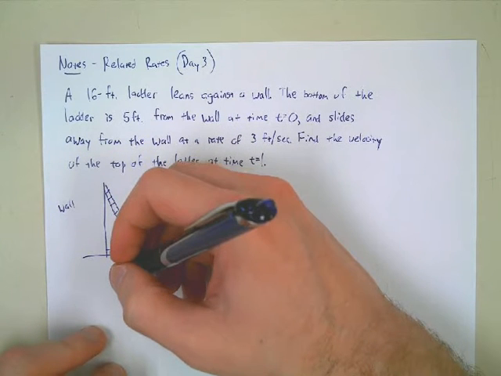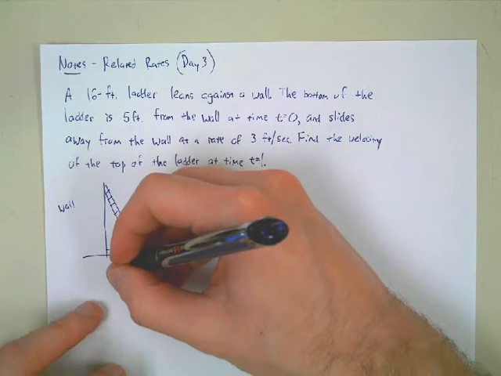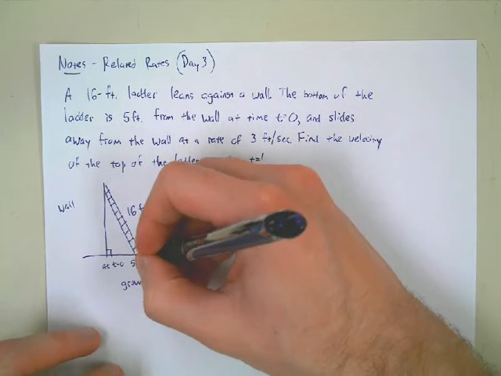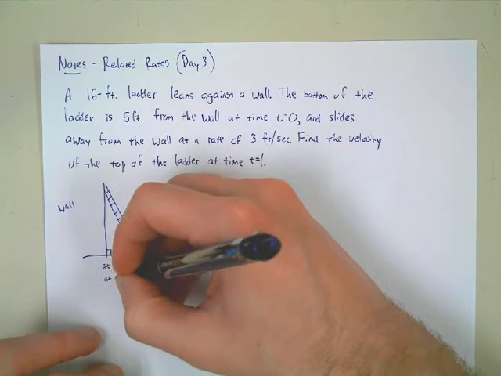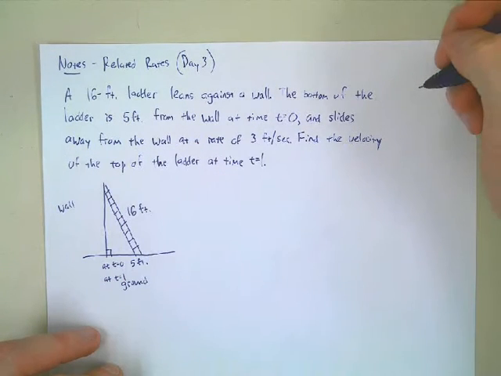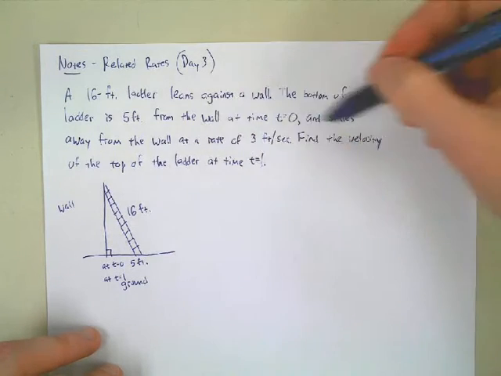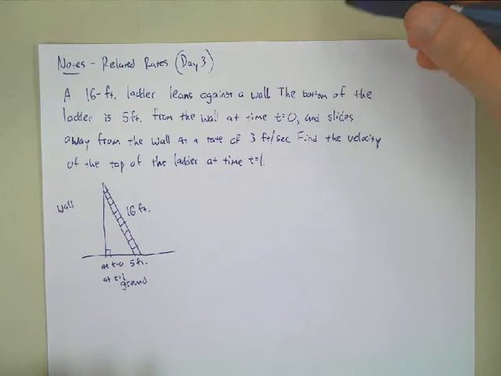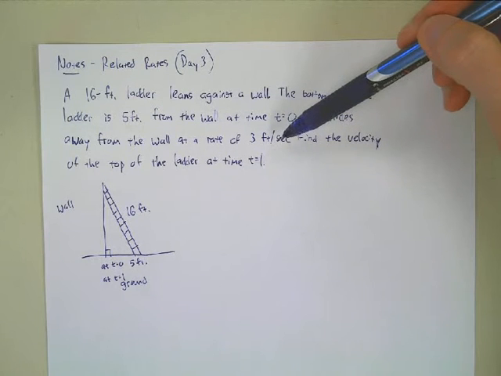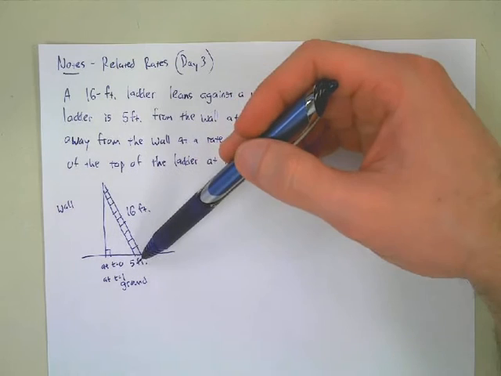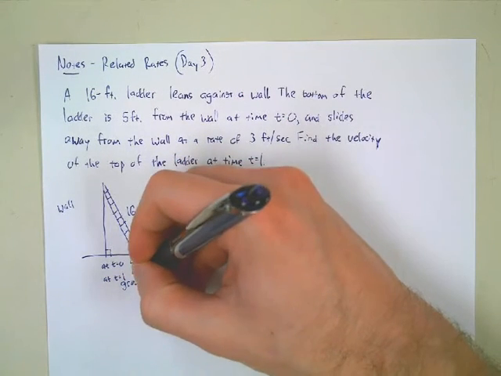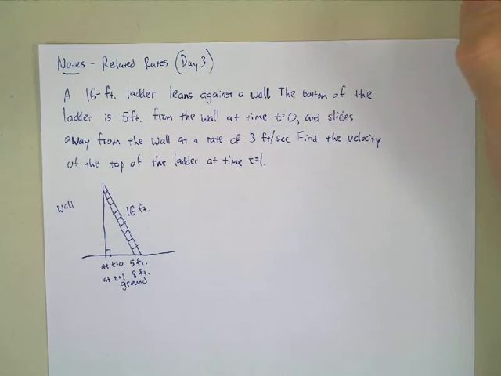All right, the ladder starts at time t equals 0, 5 feet from the wall. And then at time t equals 1, it slides away from the wall. Find the velocity of the top of the ladder at time t equals 1. We don't know how far away it is at t equals 1. Well, it's sliding away from the wall at 3 feet per second, and if we start at time t equals 0, it's 5 feet from the wall. One second later, how many feet would it be from the wall? 8 feet from the wall. So there's a piece of information we needed.